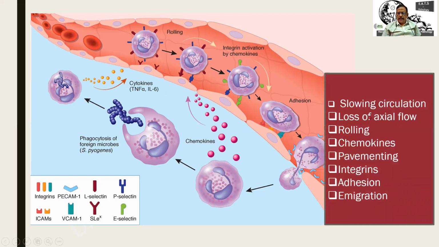So this particular sequence of events we shall remember. There is a slowing of circulation, loss of the axial flow, rolling, chemokines, pavementing of the cells, integrins, adhesion molecule, and emigration. All these together will be forming the chemotaxis.